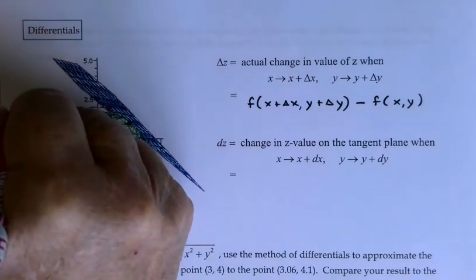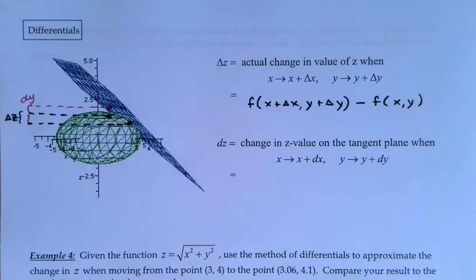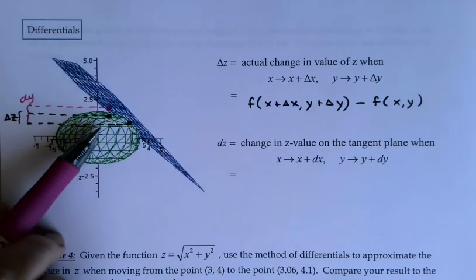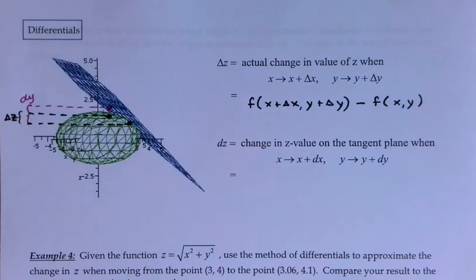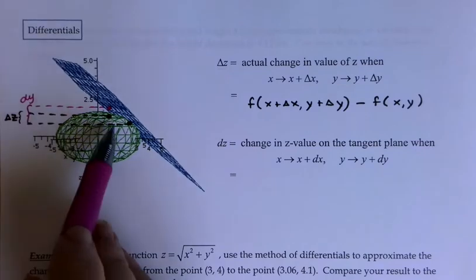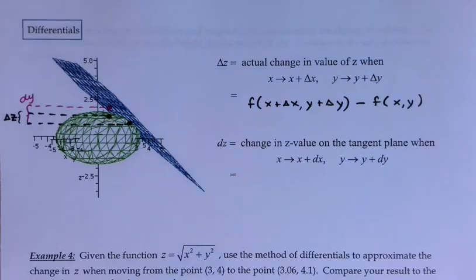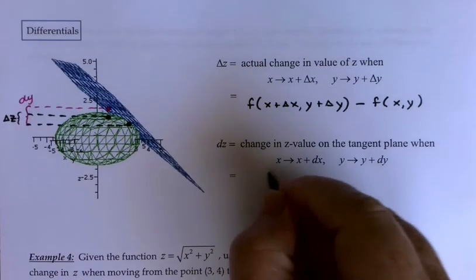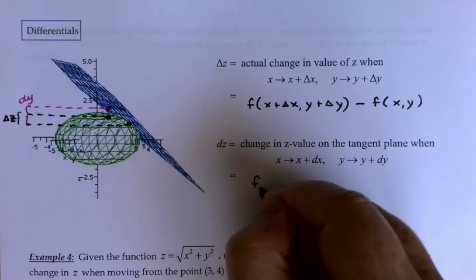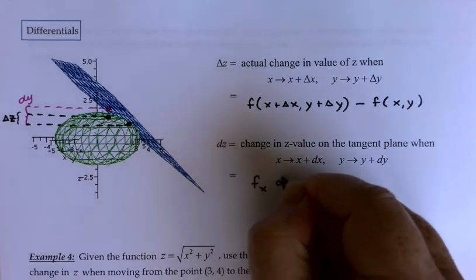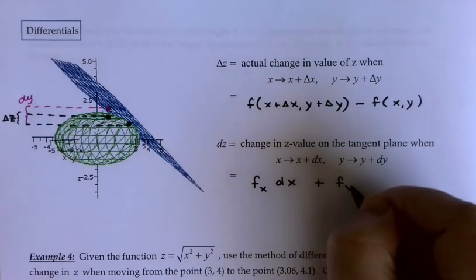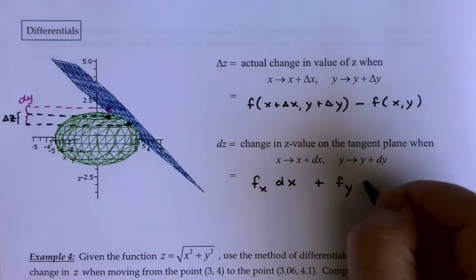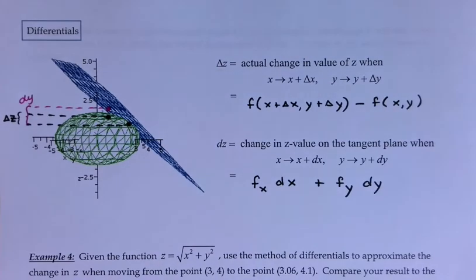And that change is called dz, the differential. So dz, the approximate change, or the change on the tangent plane, approximates delta z, the actual change in z on the surface. Calculating dz is done by taking the partial derivative f sub x times the change in x, dx, plus the partial derivative f sub y times the change in y, which we'll usually call dy.